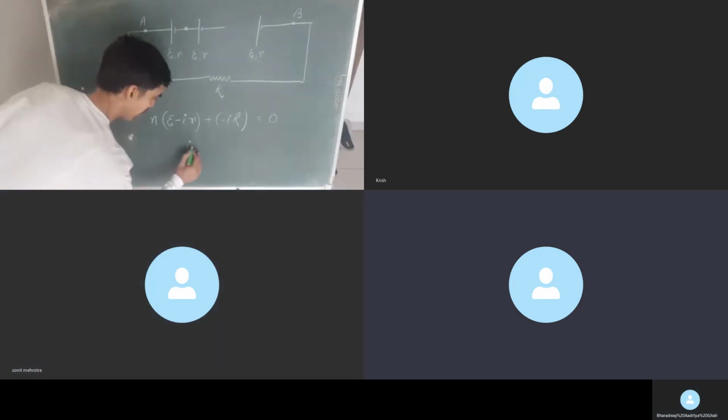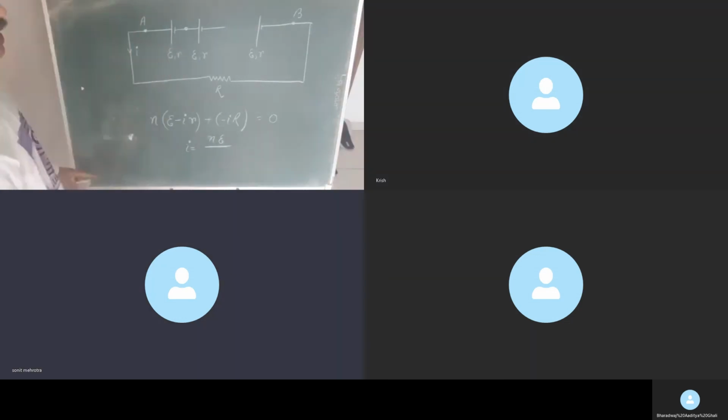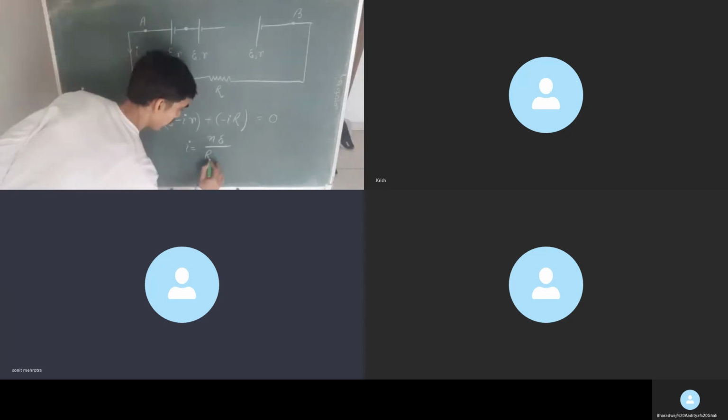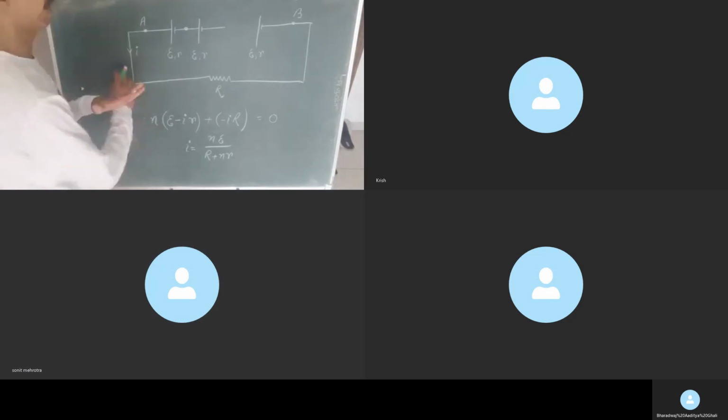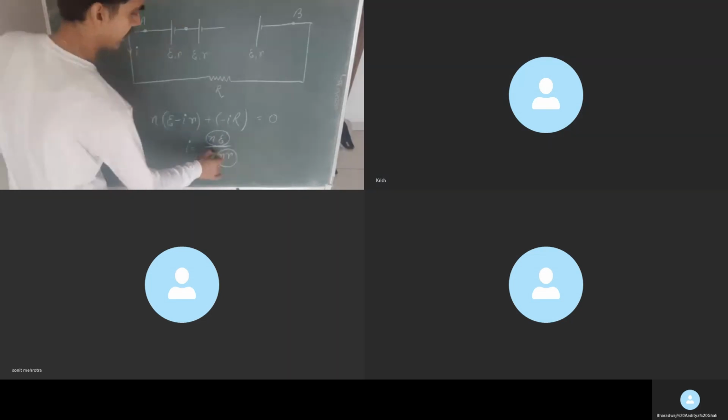Okay, what will we get for this I? E divided by, anyone, tell me dear, what will it be? E divided by n small r plus capital R. Yes, n small r plus capital R. That means we can remove this cascade by one cell of EMF nE and internal resistance nr. Correct? We'll get the same effect.